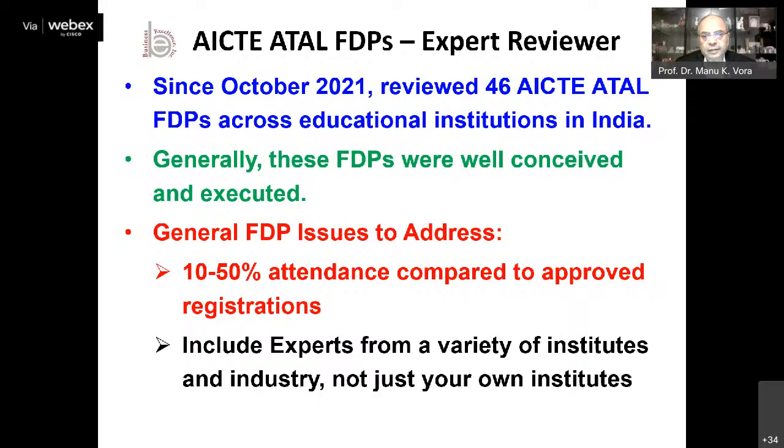Like at one place, 200 people had signed up and confirmed. In the session I attended as an expert reviewer, there were only 20 people out of 200 attending, which is very sad. We do not take things seriously, because once you sign up, you make a commitment and should attend to get the best knowledge. Also, at some places, they were stacking their own institute people as the resource faculty. They need to cast the net wide and bring a variety of experts from different institutes and industry, not just their own institute. And there are some stipulations and guidelines from AICTE, and some of them don't follow the guidance as well.